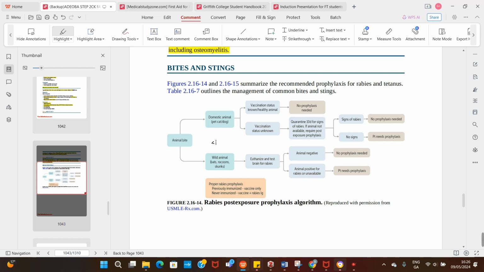I think that is clear. So don't forget, always ask, find out the vaccination status of that dog or the cat. If it's a wild animal, you euthanize it. If it's not available, you go ahead and give your PEP. But the PEP that you give depends on the vaccination status of that individual. Is the person previously immunized? Yes. Give only vaccine. Is the person previously immunized? No. Give vaccine plus immunoglobulin.